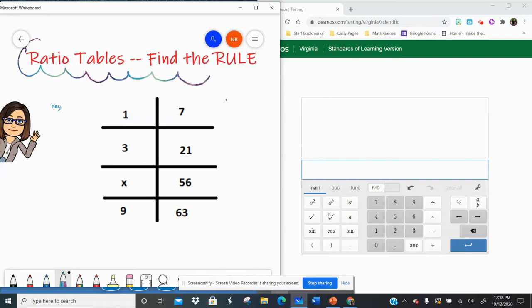We're going to talk about ratio tables today and finding the rule of the table using our Desmos calculator. So let's join in and do this thing.